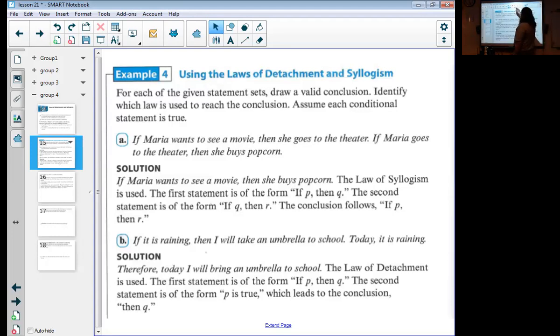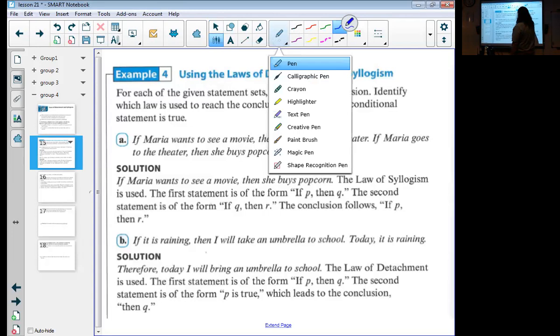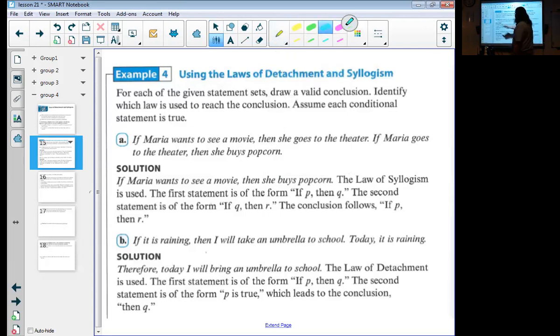All right, so we are looking at, here we have if, and then. So we have two conditional statements. For this, we're using the law of syllogism. So we are looking for two parts that are the exact same thing. So Maria wants to see a movie, she goes to the theater. Maria goes to the theater. These two are the exact same thing.